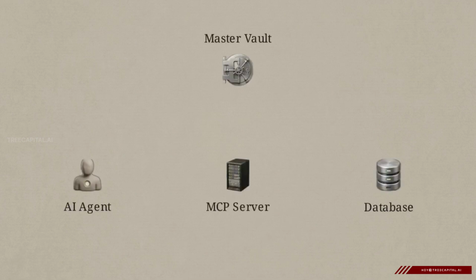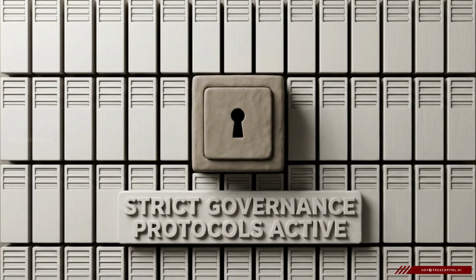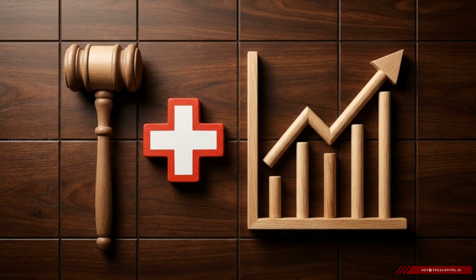MCP shifts this control to the architectural level. Instead of the agent managing static credentials, the protocol uses a secure vault to broker access. The vault feeds a temporary single-session token to the MCP server, keeping master authentication records isolated from the agent's reach. MCP serves directly as the strict governance layer required to safely run autonomous agents inside a corporate environment.